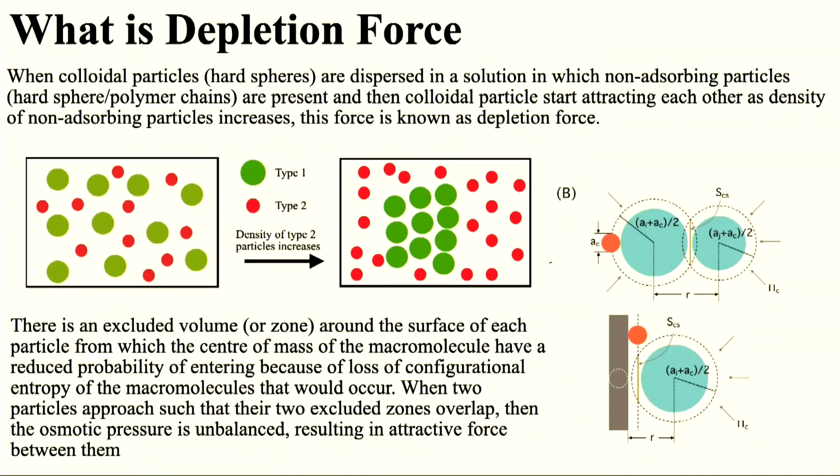So the idea behind it is, if you consider a type 1 particle here, there is a volume known as excluded volume, in which the type 2 particles cannot enter, and because of which they surround the type 1 particle. Then type 2 and type 1 will have an osmotic pressure difference, because of which type 1 will have the attractive force. So this is the very basic idea.